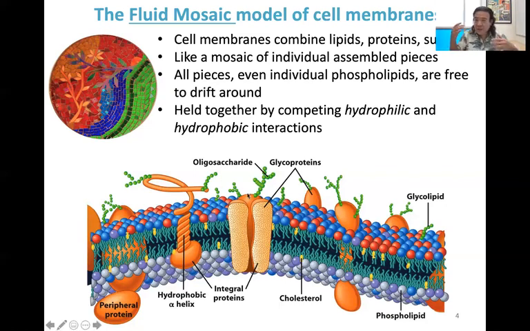And these then help alter the shape of different proteins so that these proteins might serve different functions.